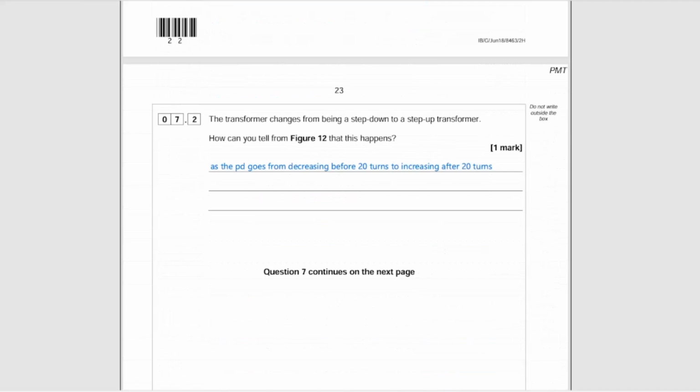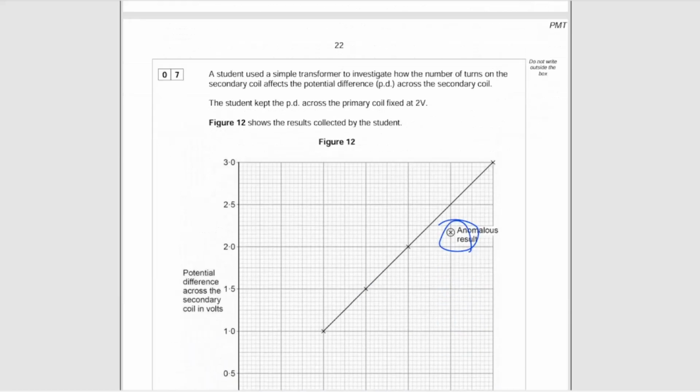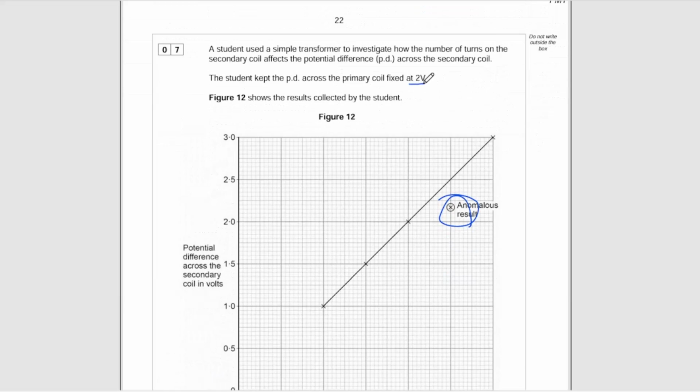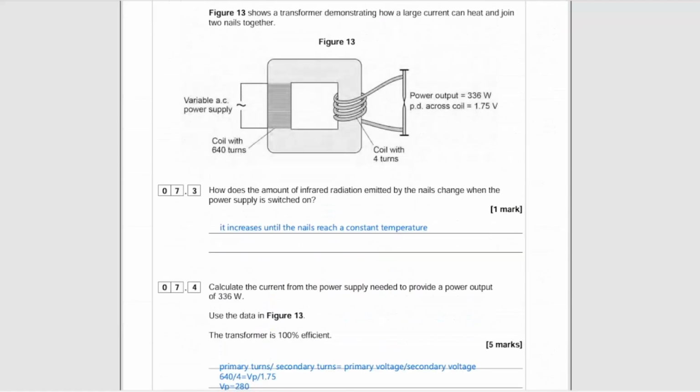Then, 7.2. The transformer changes from being a step-up to a step-down transformer. How can you tell from figure 12 that this happens? As the PD goes from decreasing before 20 turns to increasing after 20 turns. Now, as it said earlier on, the potential difference across the primary coil is fixed at 2 volts, which means before 2 volts, it's a step-down transformer, and after 2 volts, it's a step-up transformer. And for 7.3, we were asked how the amount of infrared radiation emitted by the nails changes when the power supply is switched on. And it increases until the nails reach a constant temperature.